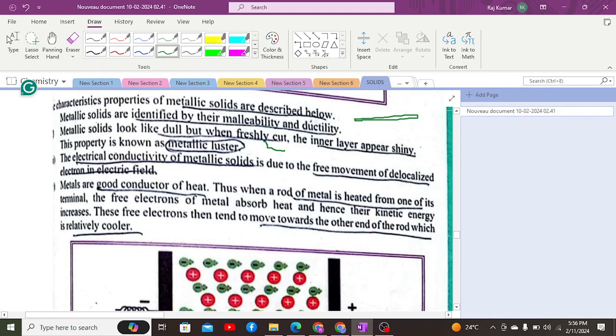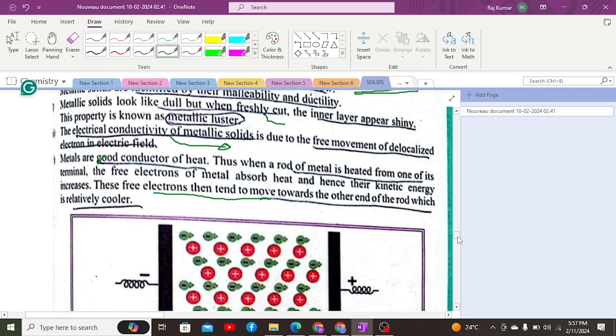Apart from that, the electrical conductivity of metallic solids is due to the free movement of delocalized electrons in an electric field, and they are good conductors of electricity. When a rod of metal is heated from one of its terminals, the free electrons of the metal absorb heat and move towards the other side due to the increase in kinetic energy, and thus the free electrons move towards the other end of the rod, which is relatively cooler.